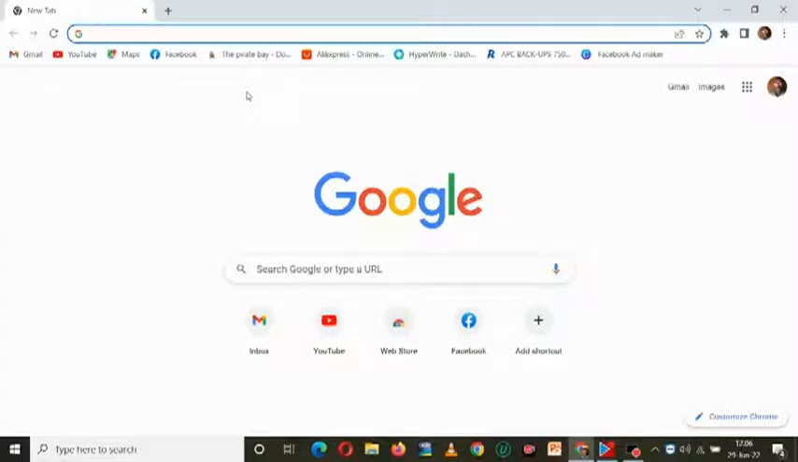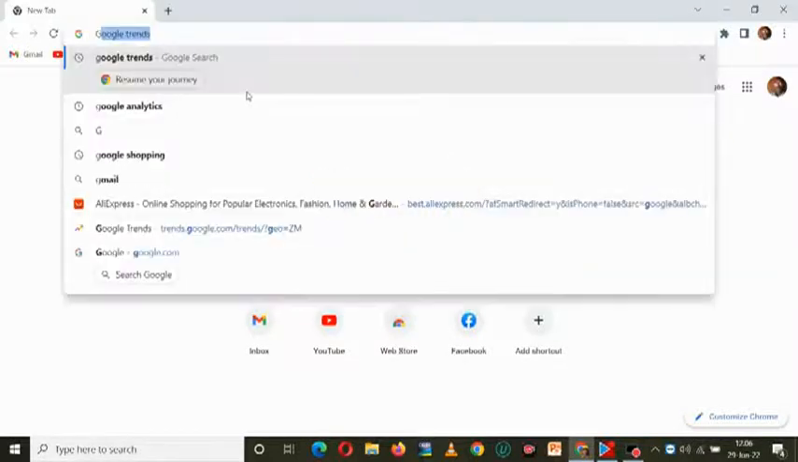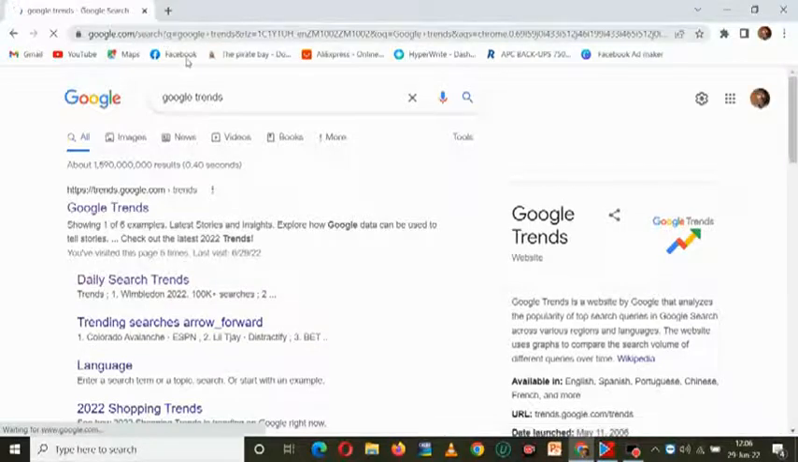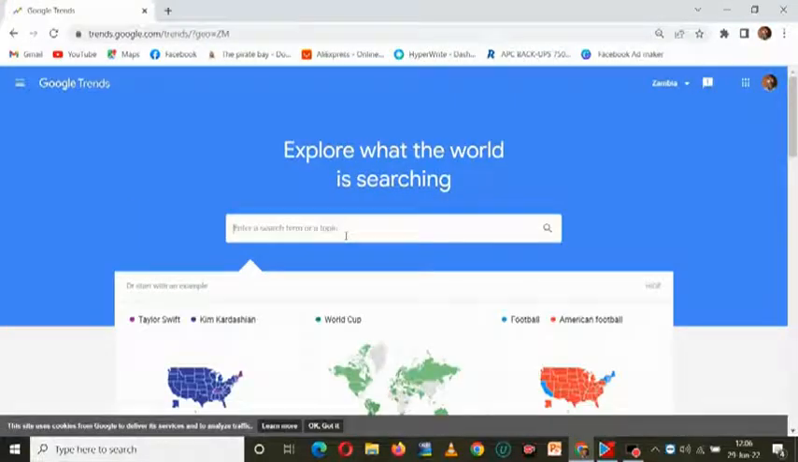You can search for Google Trends here. So you can say Google Trends. So now here it is. Let's go to Google Trends. Here you can type your topic. Whatever topic you want, that's what is going to appear here.